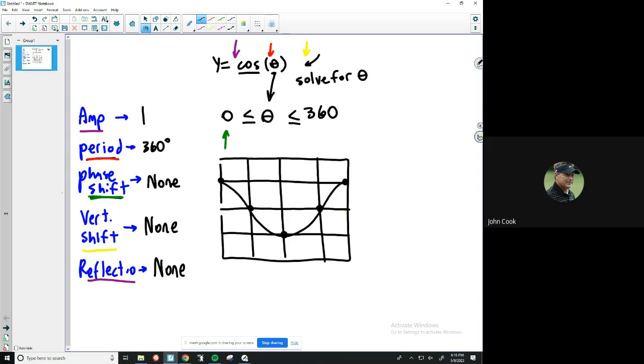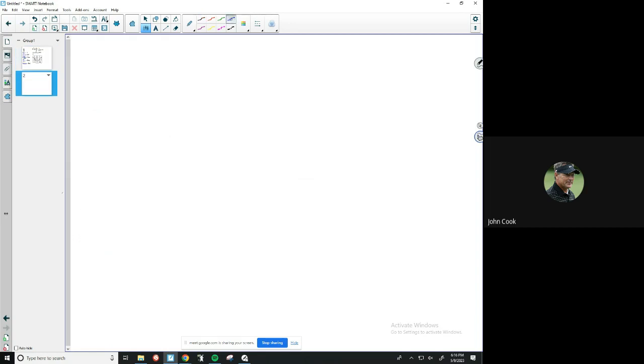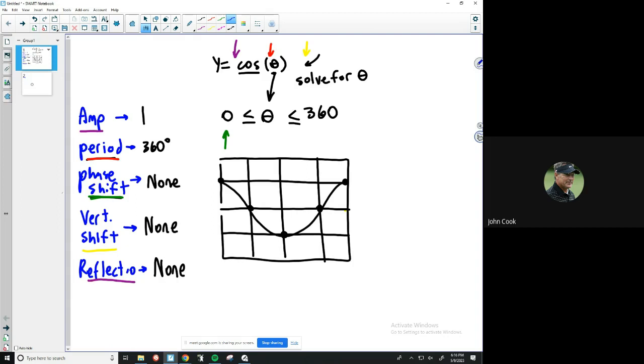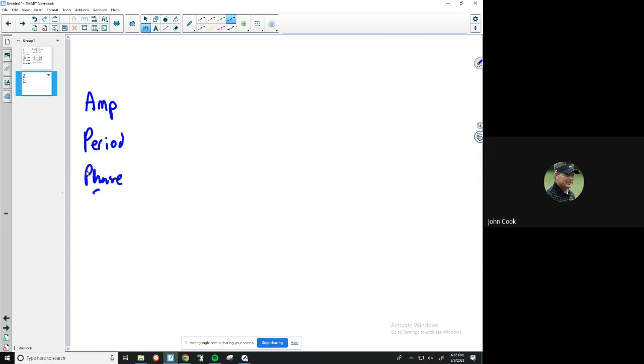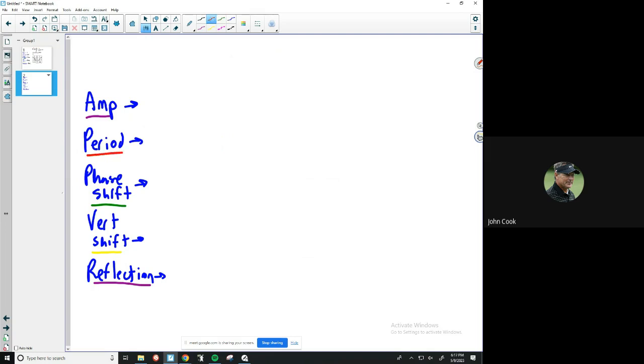Every single sine that you have is going to look like this. So let's do the exact same thing, but we'll do sines on this page. And here's the deal. I'm going to try and keep this very, very consistent. So amplitude, and the next thing that I have is the period, and then the phase shift, and then the vertical shift, and then a reflection. Purple for amplitude and purple for reflection, yellow for vertical shift, green for the phase shift, and red for the period. And then this is for the sine stuff.